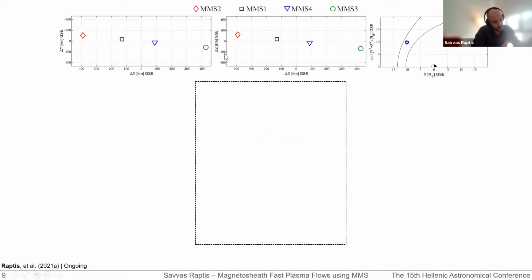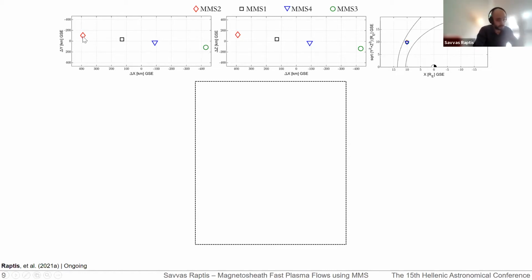So in this example that I will show you, we'll be using the MMS satellite. Usually it is in a tetrahedron format, which corresponds to 4 satellites being very close to each other. However, as a mini campaign, the MMS team decided for a few months to put them in this nice direction in the x-axis. So we have MMS 2, 1, 4, and 3 being aligned in GSE coordinates in the x dimension with quite a high spacecraft separation.